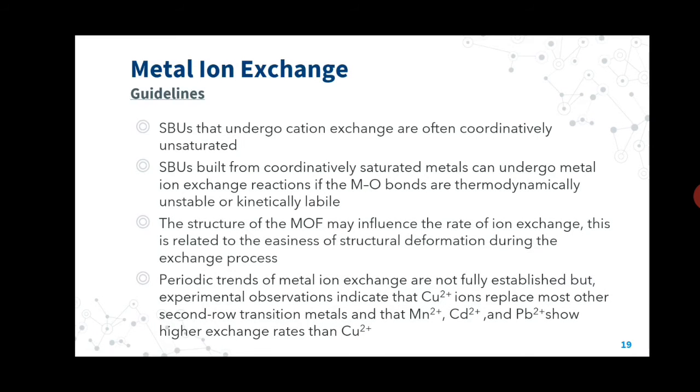The guideline for the metal ion exchange is, first, the secondary building units that undergo cation exchange are often coordinatively unsaturated. Also, a secondary building unit from saturated metal can undergo metal ion exchange, but must be thermodynamically unstable or kinetically labile. And also the structure of the MOF may influence the rate of ion exchange. It depends on the easiness of structural deformation.